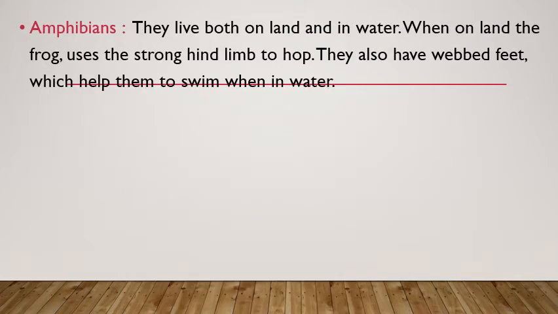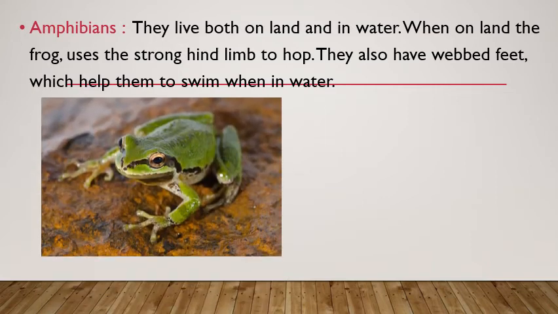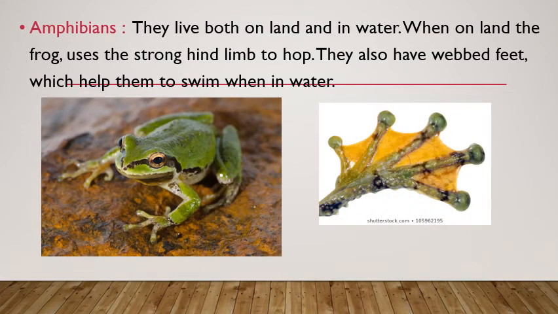Amphibians. We are going to see the locomotion in amphibians. Now, amphibians live on land and in water. They live both on land and in water. When on land, the frog uses the strong limbs to hop, and they also use their webbed feet, which help them to swim in the water.